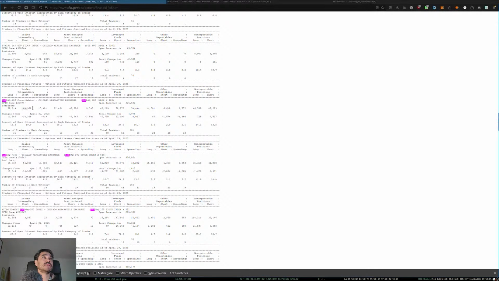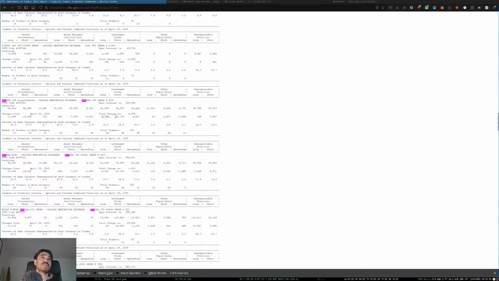So shorts, the dealers, are higher. Asset managers, institutional, they're all long, nearly double the amount. Traders, leveraged funds, are short by the opposite margin. I guess the asset managers have to be, they're less speculating, more hedging, I think, in theory. So do we have the options? Open interest. Yeah, I mean, number of traders, other reportables, not a lot to see, non-reportables.